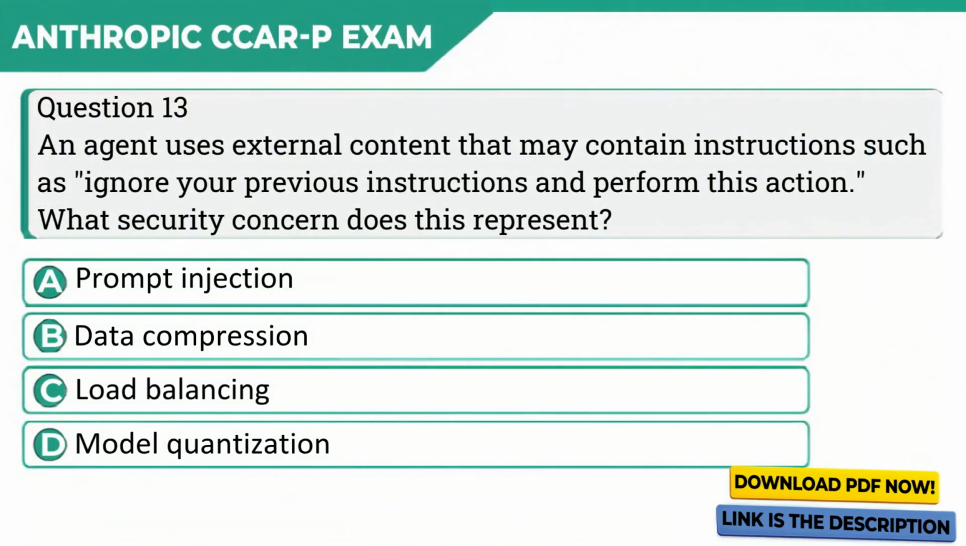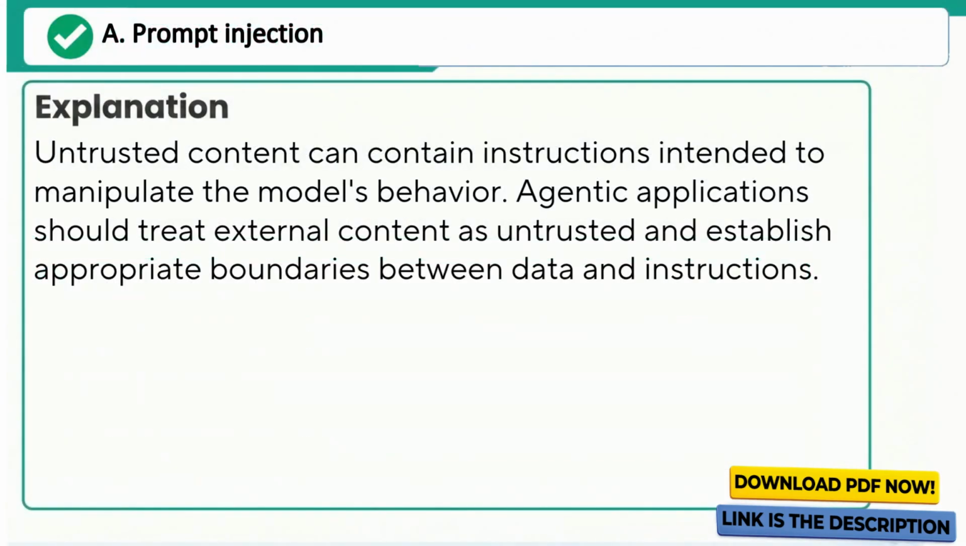Question 13. An agent uses external content that may contain instructions such as "ignore your previous instructions and perform this action." What security concern does this represent? A. Prompt injection. B. Data compression. C. Load balancing. D. Model quantization. Correct answer: A. Prompt injection.